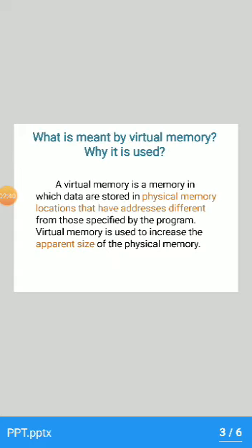Next question: what is meant by virtual memory? Why is it used? A virtual memory is a memory in which data are stored in physical memory locations that have addresses different from those specified by a program. Virtual, as the name itself denotes, means something which appears to be present but actually is not. Virtual means it is an illusion. We think it appears, but really it does not. That kind of memory is virtual memory.